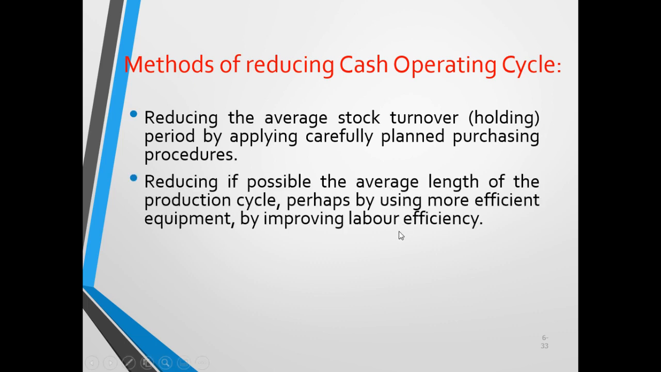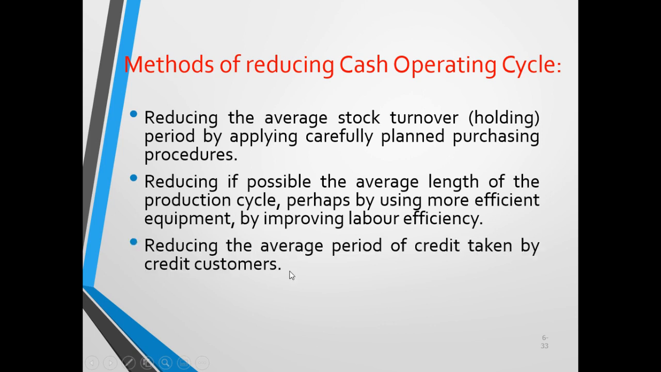Okay, and then reducing if possible the average length of the production cycle. All right, improve the efficiency of your production. Let's say previously you took 60 days to produce, all right, now you try to make it 45 days. Okay, then try to make it 30 days. All right, previously if you had labors working for you, they took 2 months to finish a product, now you can buy equipment that can finish the same process within a month. All right, even a shorter period of time. So try to reduce the production cycle.